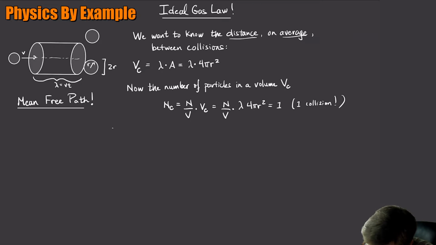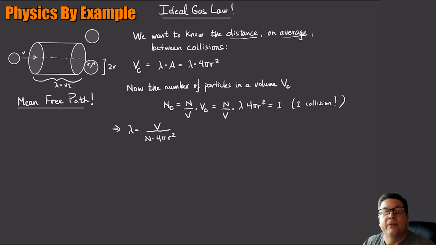Okay, so now we can solve for lambda. That means the average distance between collisions, if I solve this for lambda, is just V over N times 4 pi r squared. Okay, cool.